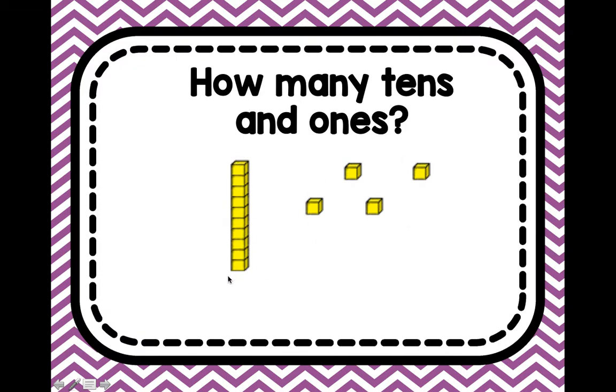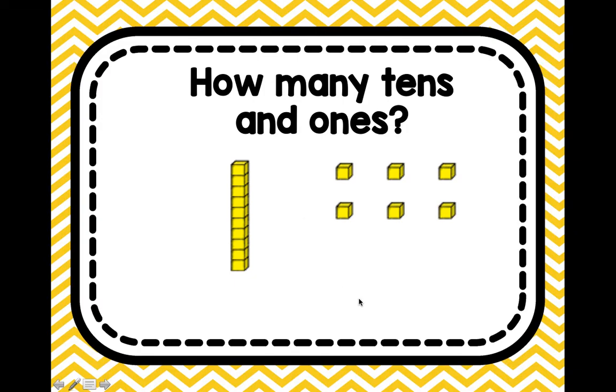So let's look at the tens, okay? How many of these tens do we have? Just one, right? There's only one of these tall rods. How many ones do we have? 1, 2, 3, 4, okay? So we have 1 ten and we have 4 ones, okay? What we can do is we can put them together, the 1 and the 4, and what number does that make? 14. So when we have 1 ten and 4 ones, that makes the number 14.